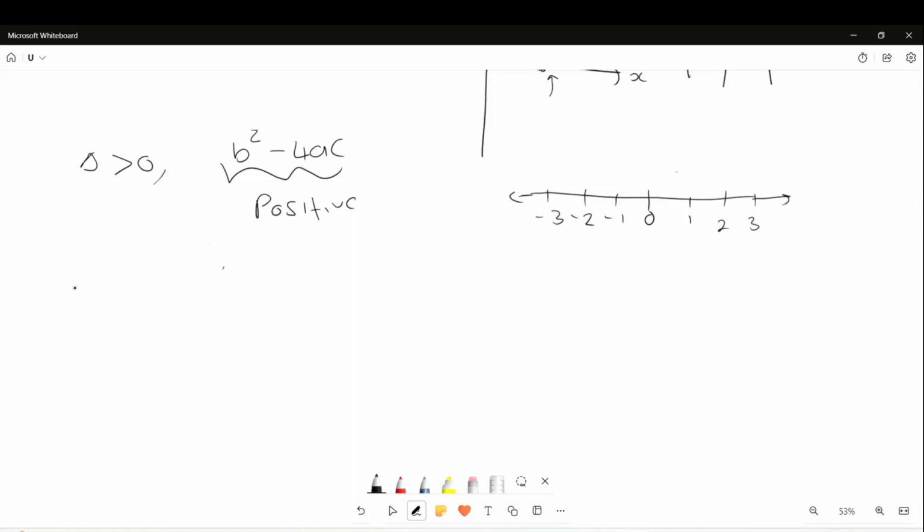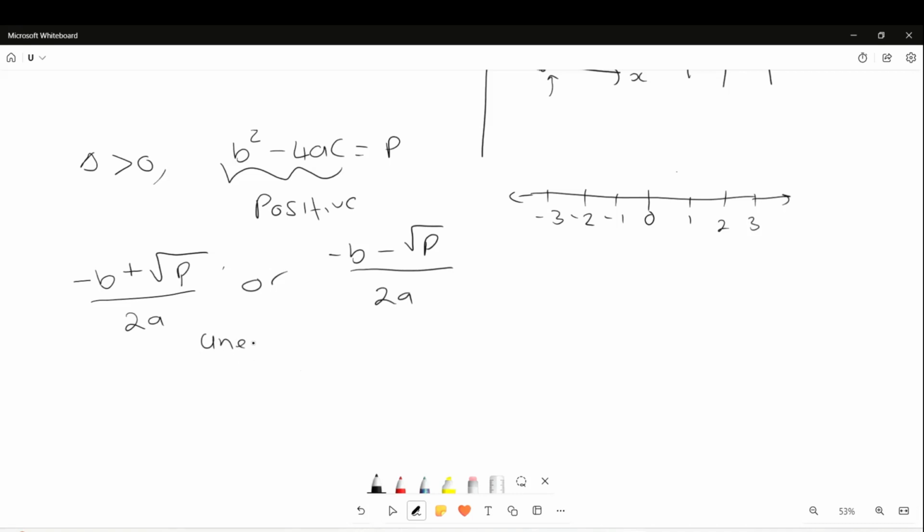What does it mean? Let's say this here is equal to p. It means that I can have negative b plus the root p, over 2a, and another root will be negative b minus the square root of p, over 2a. Now notice something here. Are these two things the same? Are they equal? That's what we're going to ask ourselves. You can see that they are not equal. They are unequal. So that's our first nature of it.